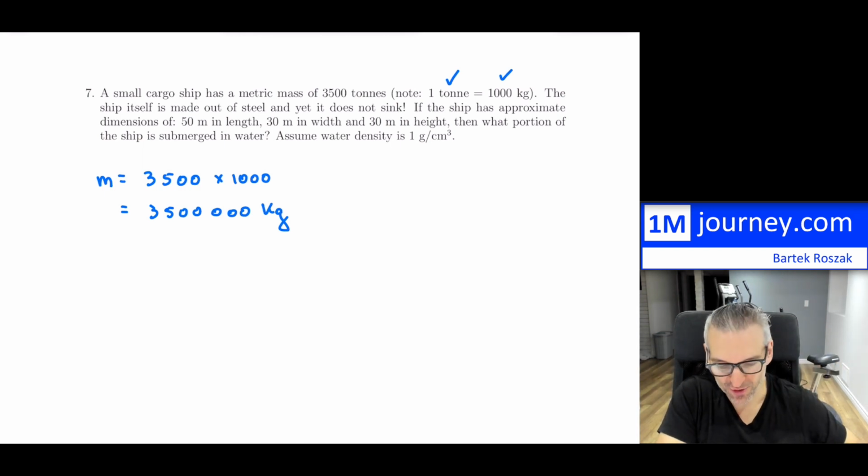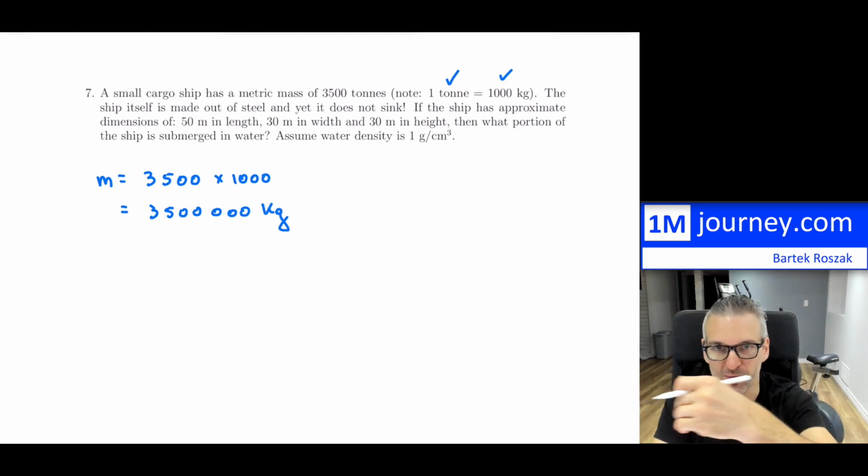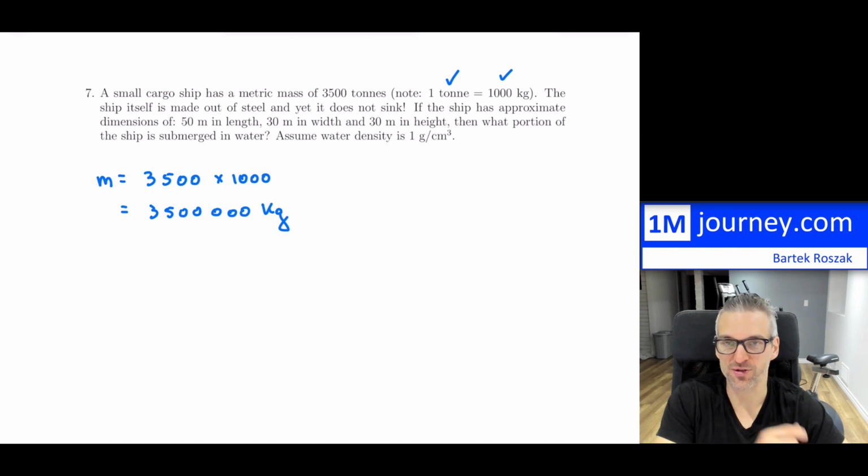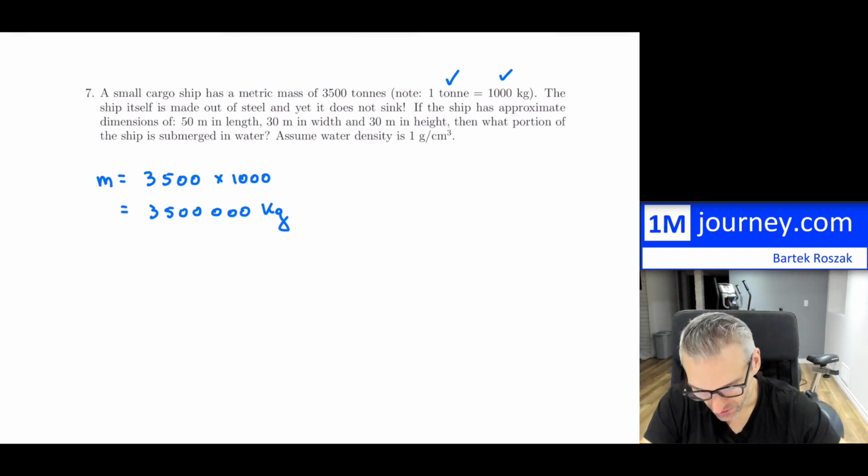Now, ships are not necessarily rectangular prisms in shape, because in terms of trying to move through the water, that wouldn't be the greatest. As you know, it's kind of pointy in certain directions. But for the terms of calculations, this is a little bit easier for us to do.